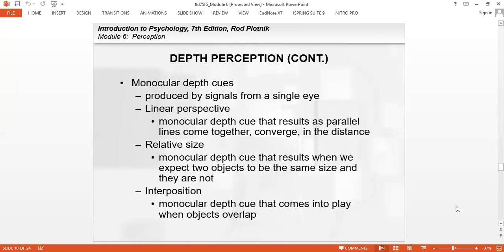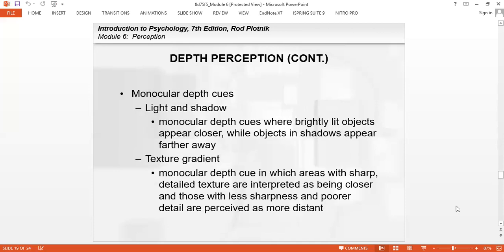Monocular depth cues are produced by signals from a single eye. Linear perspective is a monocular depth cue that results as parallel lines come together, converging in the distance. Relative size is a monocular depth cue that results when we expect two objects to be the same size and they are not. Interposition is a monocular depth cue that comes into play when objects overlap.